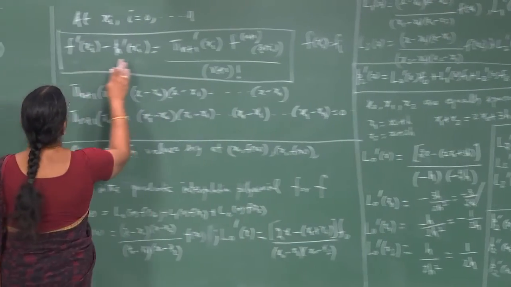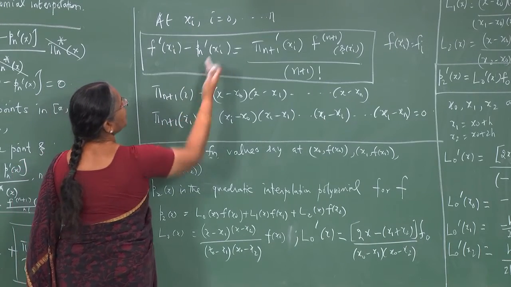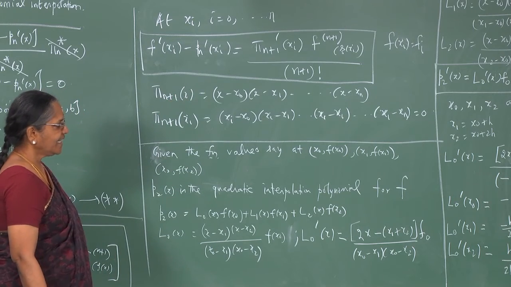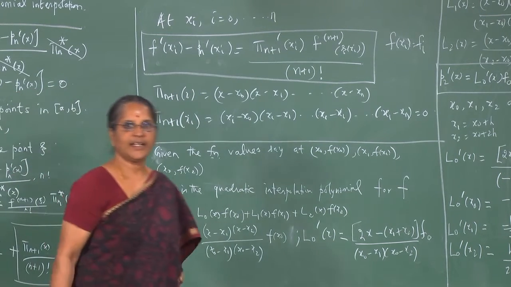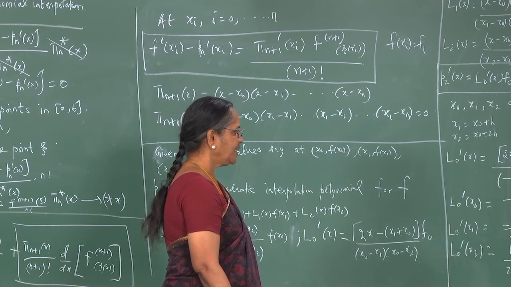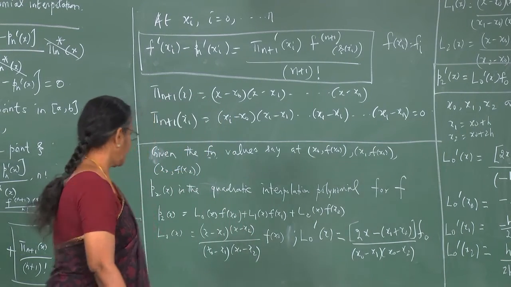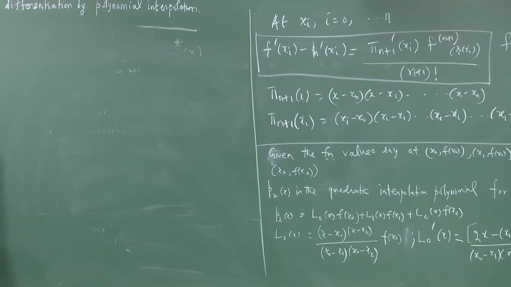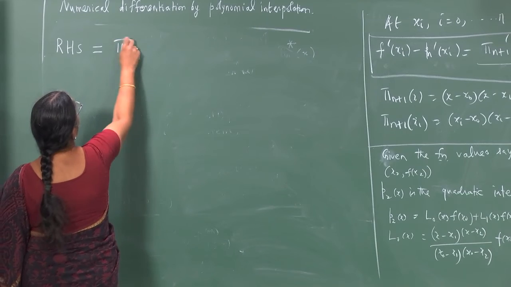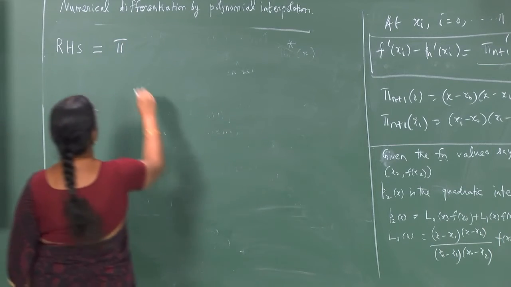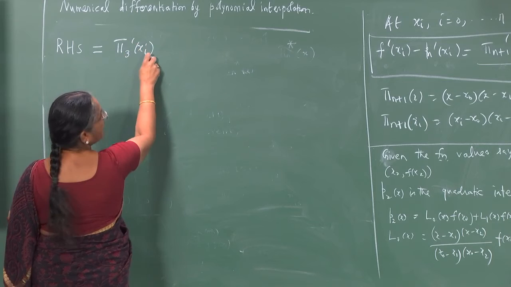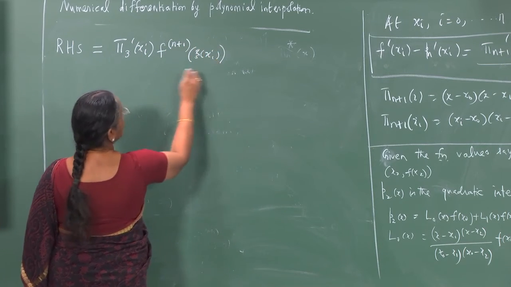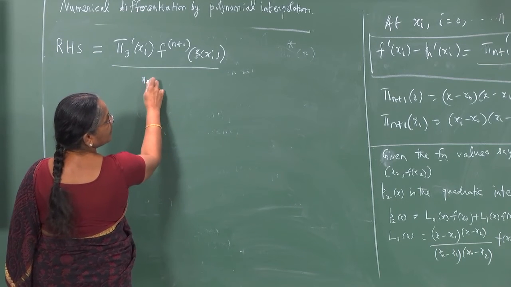So, we now have what is f dashed of x0 minus P2 dashed of x0. So, let us write down the terms on the right hand side and then get the estimate for this difference, f dashed minus P2 dashed at the nodes. So, I have to now consider the right hand side. So, the right hand side will be, with n is 2, pi 3 dashed at xi into the n plus 1th derivative of f at psi of xi divided by n plus 1 factorial.